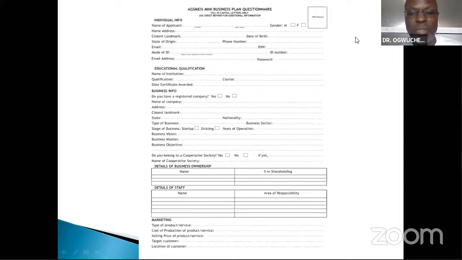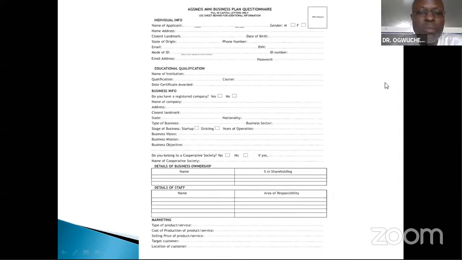So on stage of business, we talked about startup, existing, and year of operation; we've explained all that. Then business vision, business mission, and business objective. These are also areas which you need to give some explanation. Business vision, I'm sure you're all familiar with. You've seen organizational brochures where they highlight the vision of an organization. Or if you are writing the profile of your company, you always give the vision and the mission of the company. So that's what you're expected to do when you're writing a business plan.